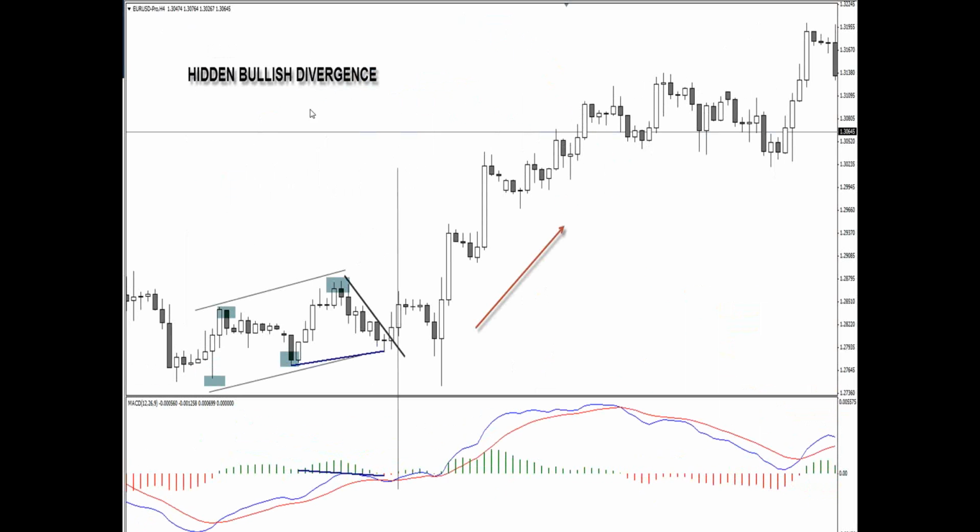This is hidden bullish divergence. And you can see that we have a trend line here. The trend line has been broken at this point, and the price continued to go up. At this point, there was a blue-red MACD cross. And the price went for a drawdown, but then it proceeded to go to the upside.